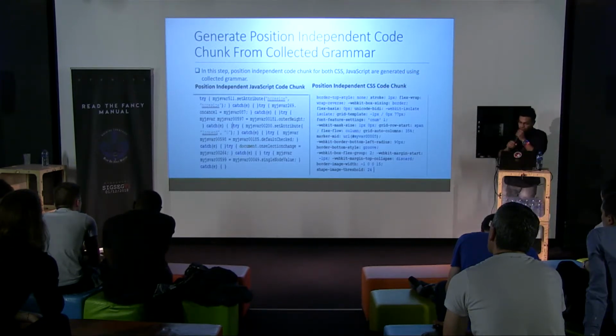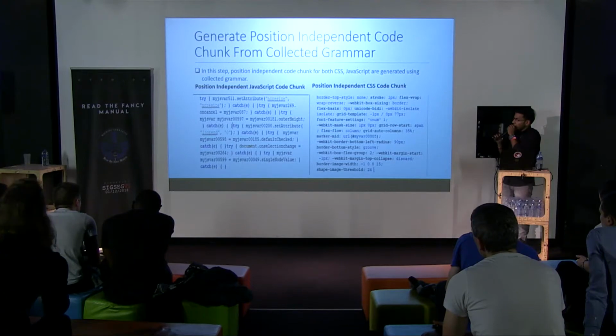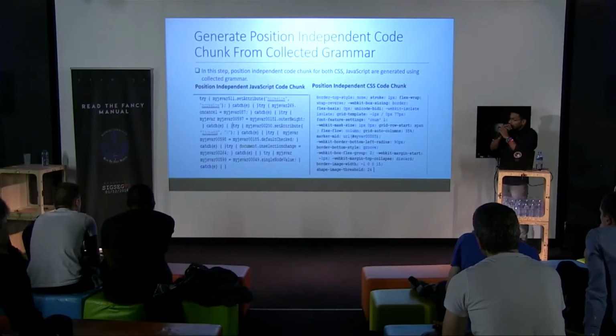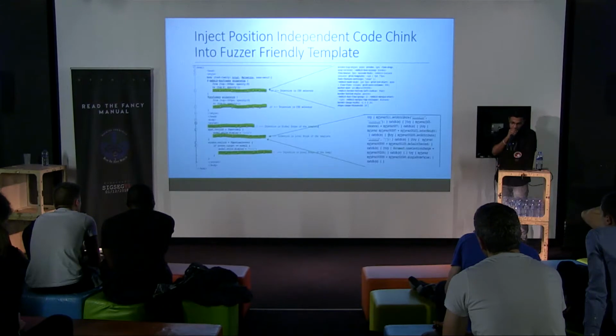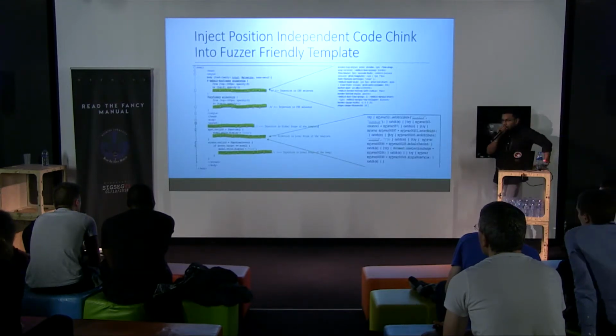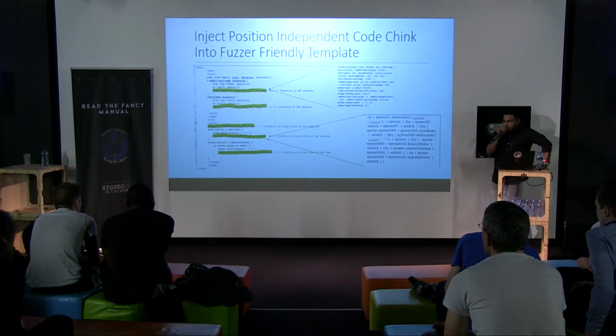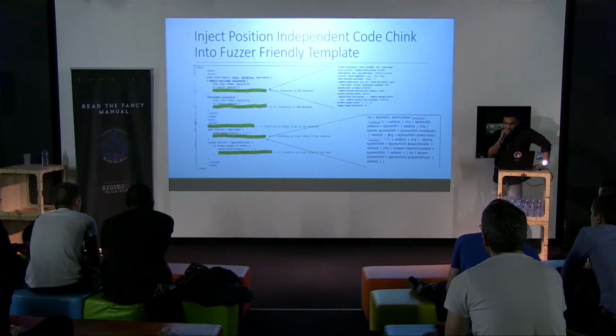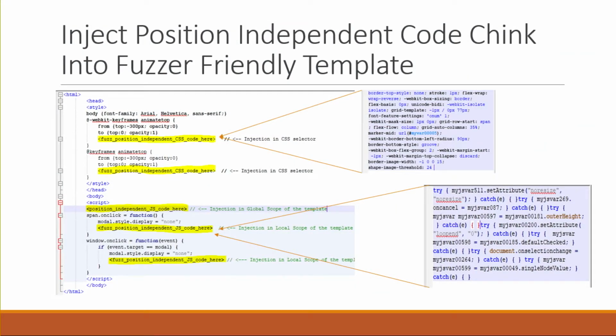On the right side, what you see here is the sample position independent CSS code chunk. It is quite easy compared to JavaScript. We simply append attributes and their possible values from the collected grammar. So now we have the fuzzer-friendly template, a position-independent JavaScript code chunk, and a position-independent CSS code chunk. Now in this step, we inject those code chunks into the fuzzer-friendly template.